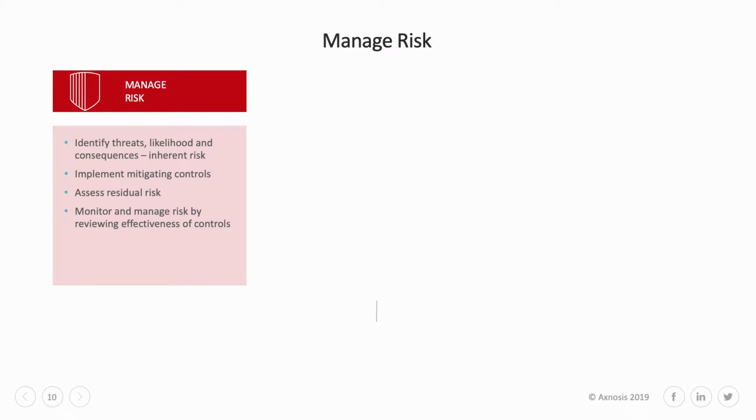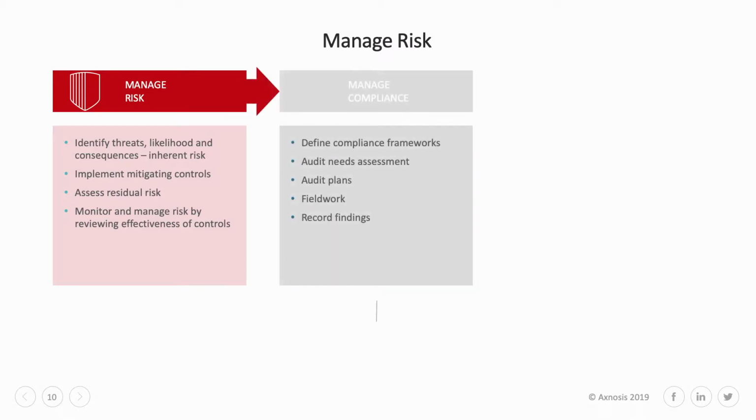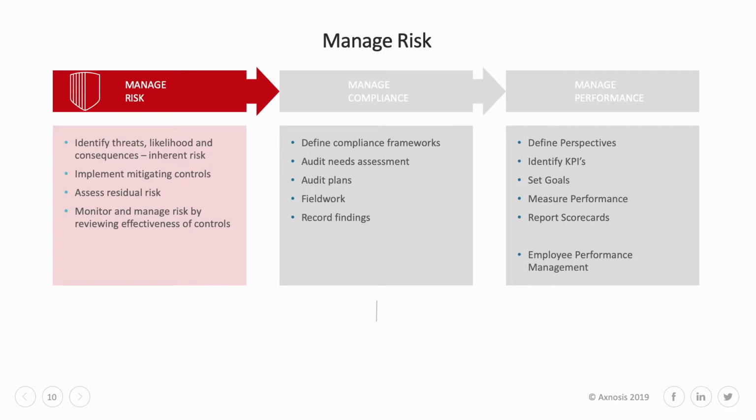But if the controls should fall away or not be effective for any reason, you are then exposed to the full inherent risk, of course. So what companies tend to do is monitor and manage the effectiveness of those mitigating controls on a continuous basis using a system like GRC365. So we're now going to have a look at a demo of the risk management function within GRC365.